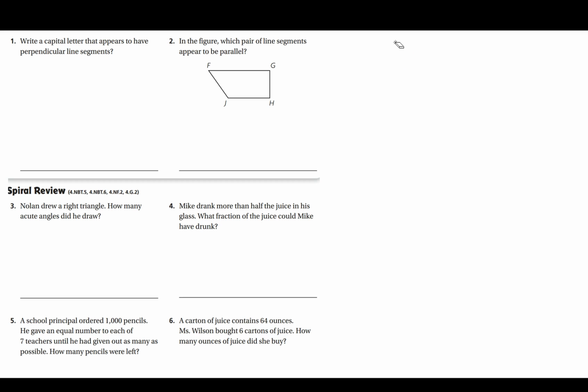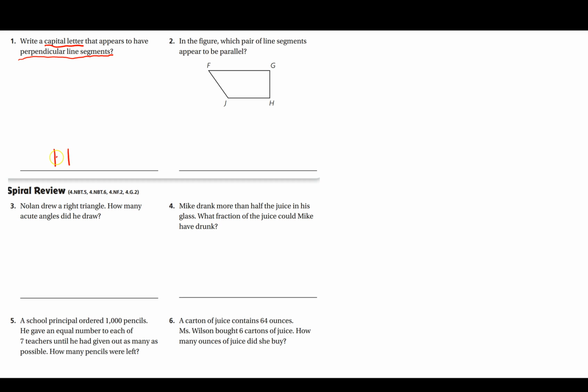All right, number 1 says, write a capital letter that appears to have perpendicular line segments. So it's got to be a capital letter, and it needs perpendicular line segments. The letter that immediately comes to mind for me is H. If we draw a capital H, you can see that these lines intersect to form 90-degree angles.